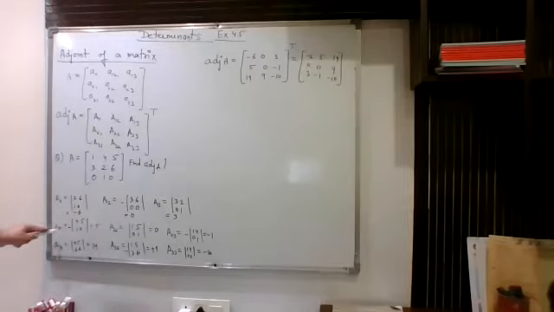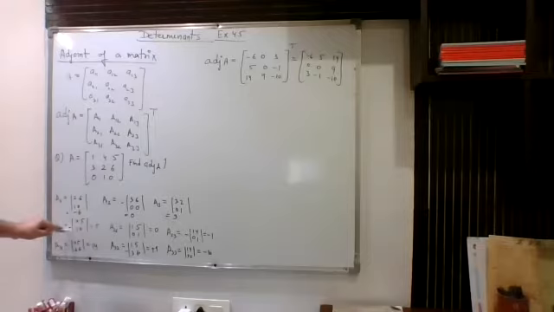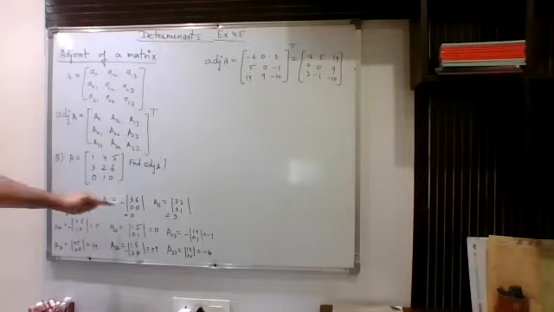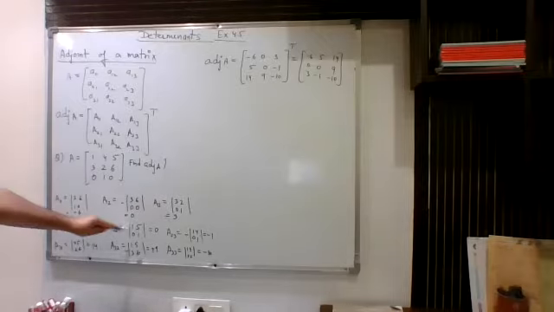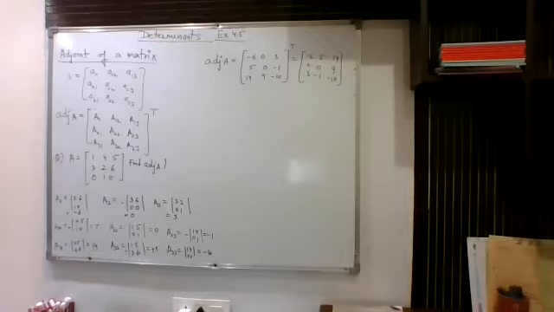After that you will find A21. A21 means this particular element. Again it is 2 1, so you have to start with a negative sign. Whenever the sum of the suffix is odd, you have to start with a negative sign. Moreover, for 3 cross 3, always remember the pattern: positive, negative, positive, negative, positive, negative, positive, negative, positive. Alternate plus minus signs, and you begin with a plus sign.